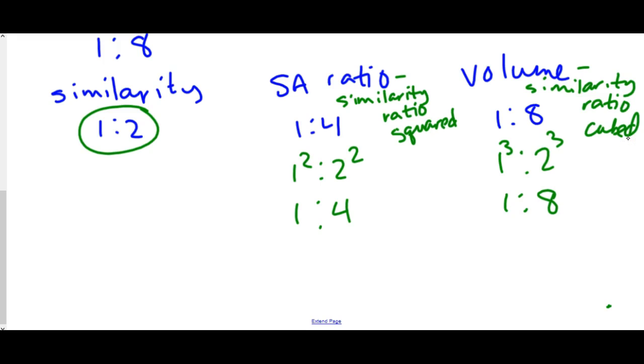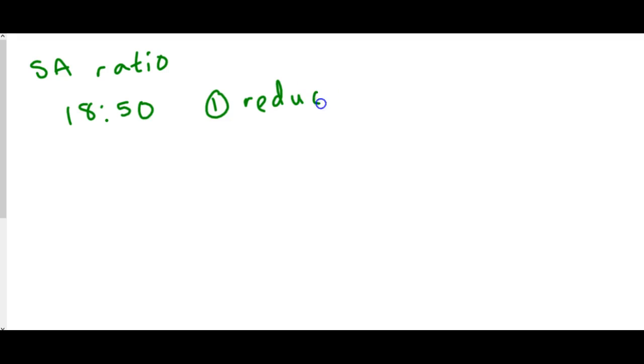So let's look at an example where we were only given one of them and we want to find the other ones. So let's say we have a surface area ratio of 18 to 50. First, any ratio they give us, we want to see if they reduce first. Reducing is always the first step. It can make everything a lot easier.